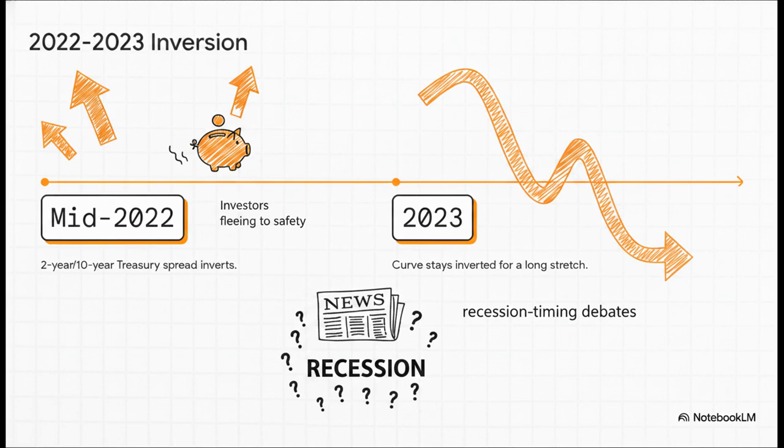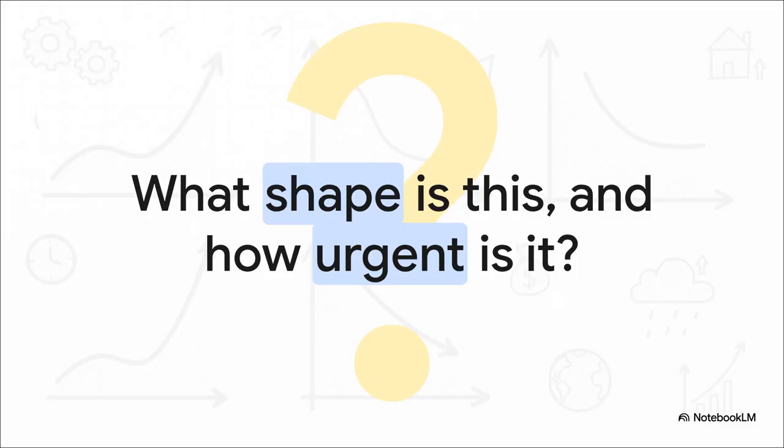To see how this translates from theory to reality, let's look at a recent timeline. Back in mid-2022, the highly watched 2-year and 10-year Treasury spread completely inverted. The Fed was aggressively hiking their benchmark rate from near zero to over 5% just to fight rampant inflation. Meanwhile, investors were seeing the writing on the wall and fleeing to safety. Throughout 2023, the curve stayed inverted for an unusually long stretch, actually the longest stretch in decades. This specific signal completely dominated Wall Street financial headlines, and it fed directly into nonstop recession timing debates for the next 2 years.